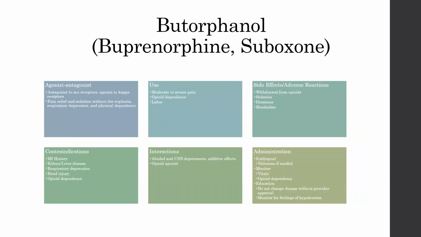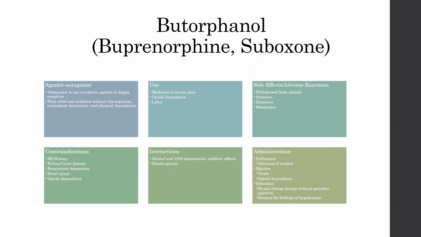Then we have Butorphanol, also called Buprenorphine or Suboxone. This is an agonist antagonist. So it's an antagonist to mu receptors, but an agonist to the kappa receptors. So it does cause some pain relief with sedation, but it doesn't cause that euphoria, respiratory depression, and physical dependence. It is used for mild to moderate pain, opioid dependence, and labor.